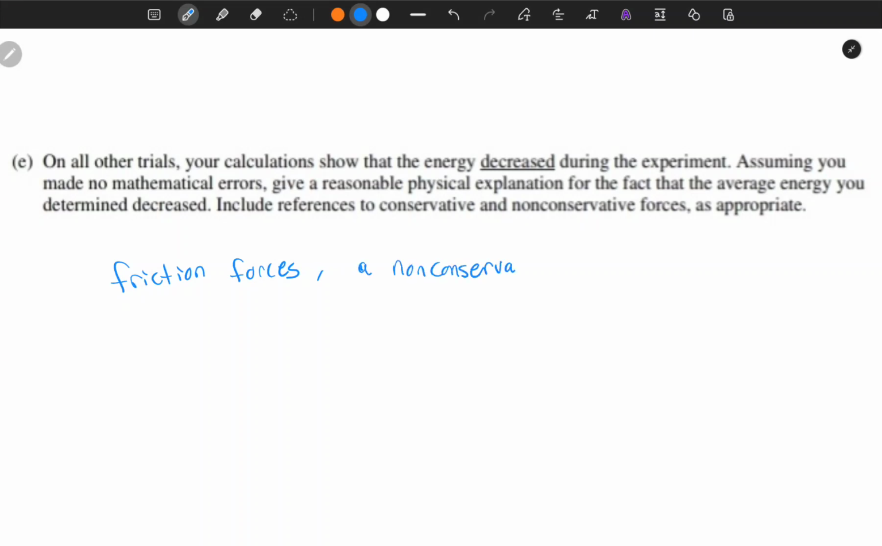A conservative force, as you recall, is a force that can be written as negative du/dx for some function u. We end up calling this function the potential energy of the system. More importantly, though, conservative forces do not preserve energy conservation.